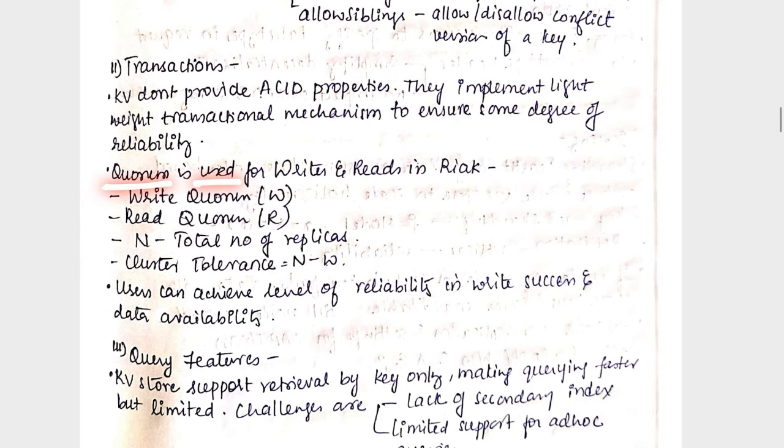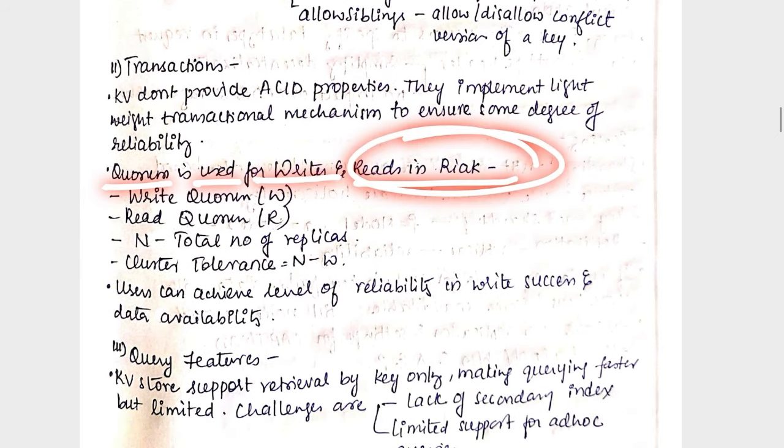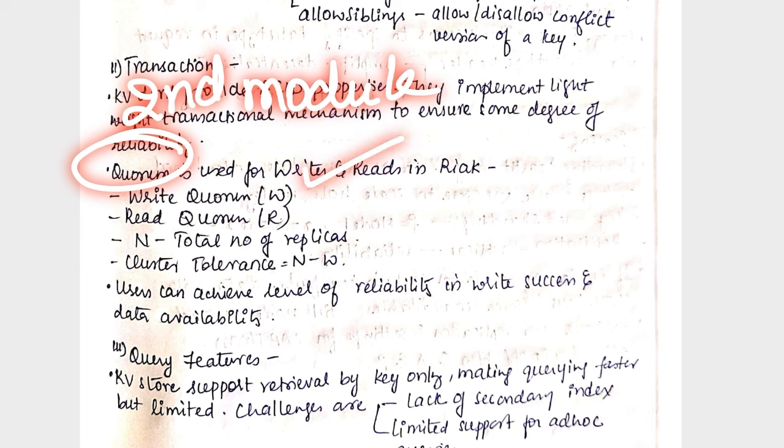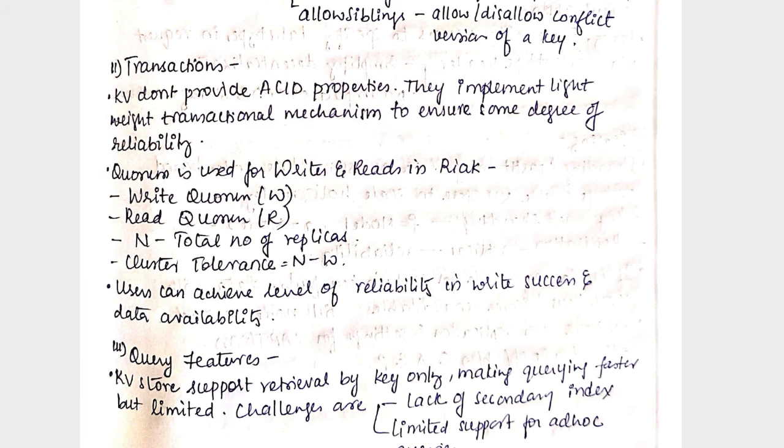So quorum is used for write and read operations in Riak. We have studied quorum in the second module. We know write quorum specifies the minimum number of nodes which are required to confirm that a write operation has been done successfully. Read quorum tells about the minimum number of nodes which are required to confirm that a read operation has happened. Next we have N. N will tell the total number of replicas of a key which is created.